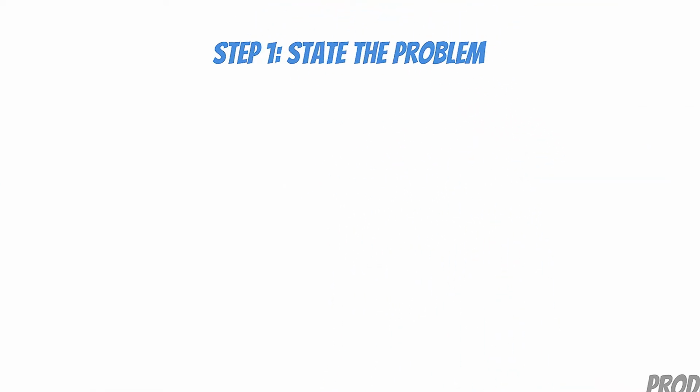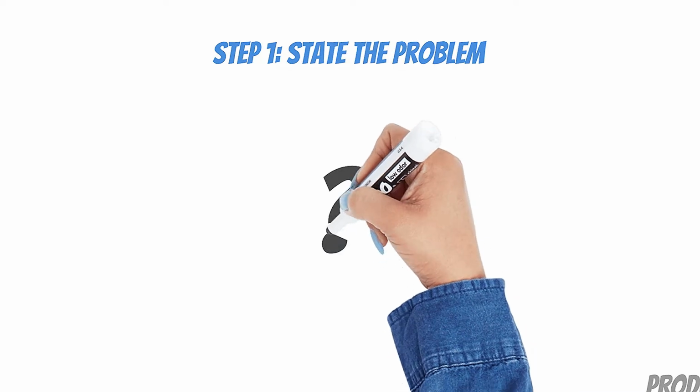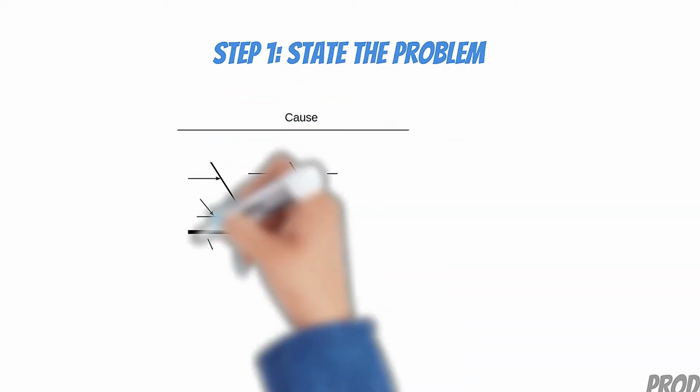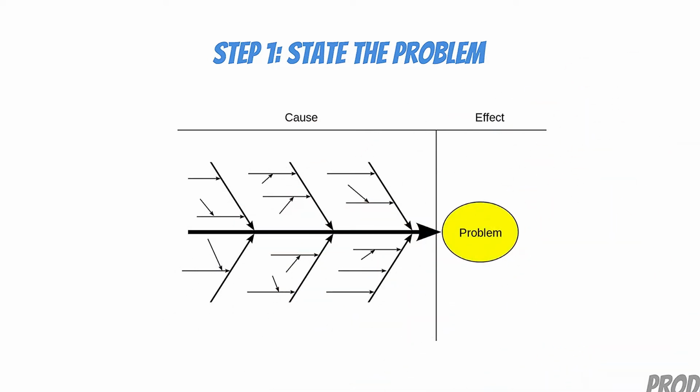Step 1. State the problem. The first step in the process is to state the problem you wish to remedy. This is usually done in the form of a question. For our example, it would be, why did our website crash? And we update the fishbone template to reflect this.